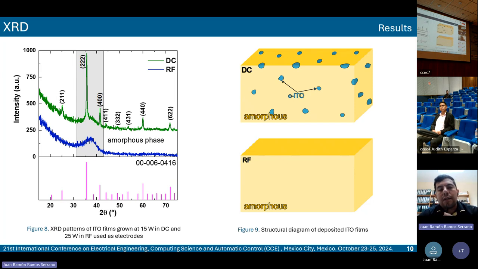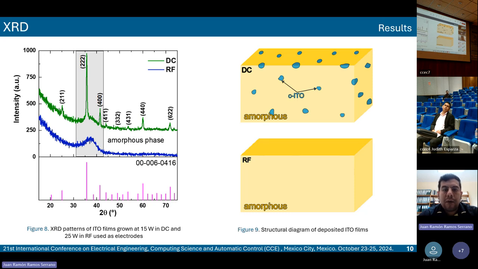Figure 8 shows the XRD patterns of the ITO films with thickness of 100 nanometers. These films were deposited at 15 watts and 25 watts for DC and RF source, respectively. The films were used as electrodes in the implemented LEDs.